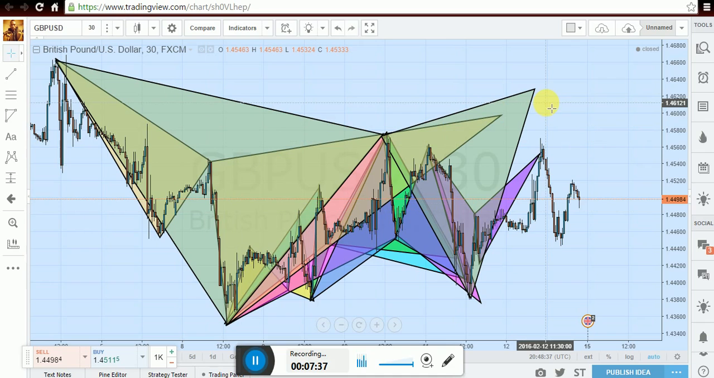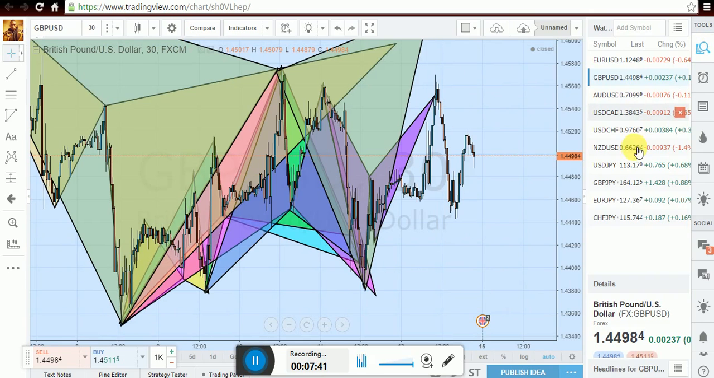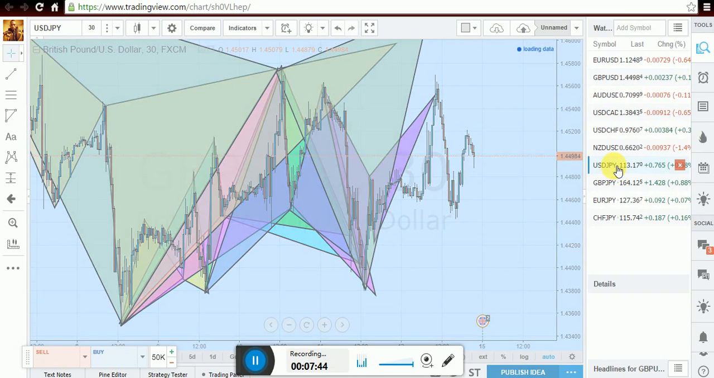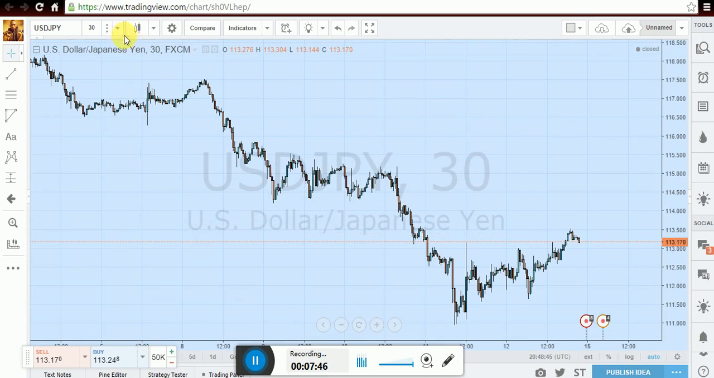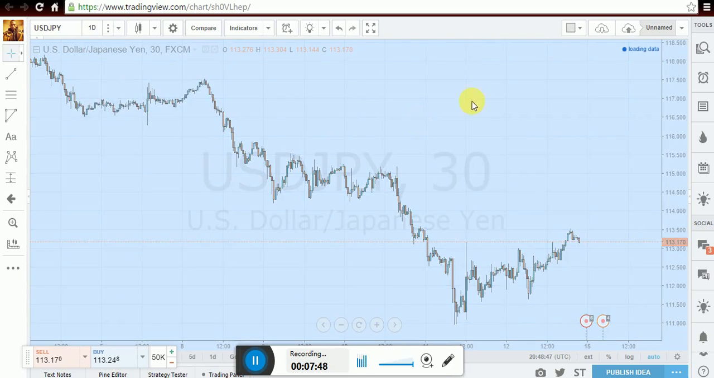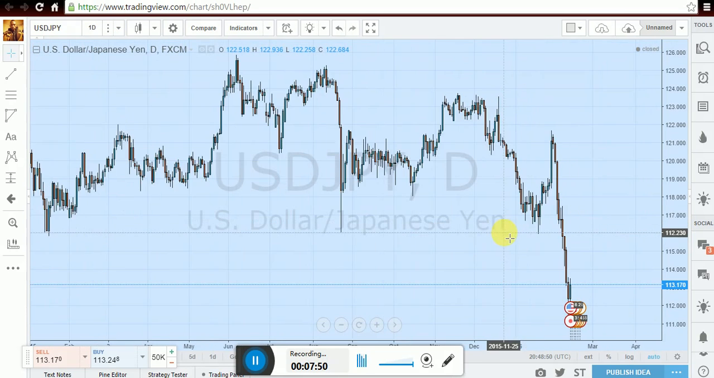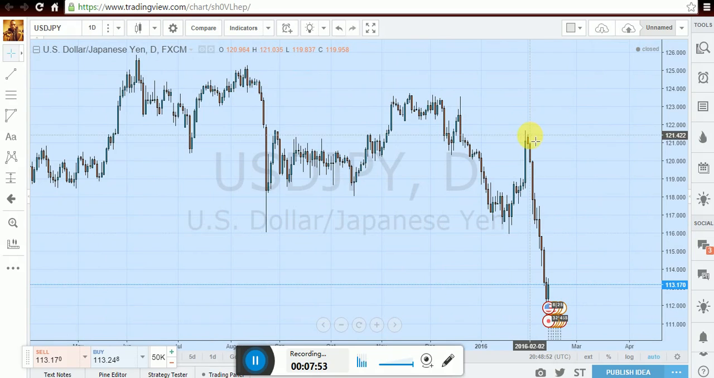So anyway, I'm going to go over to the next one. The next one is not as beautiful as this. Actually, the US dollar against the Japanese yen. What I'm going to do is start off on the daily time frame, and then just show you guys a general overview. We can see this chart, we can see what the market has done from here. It just headed straight down south.